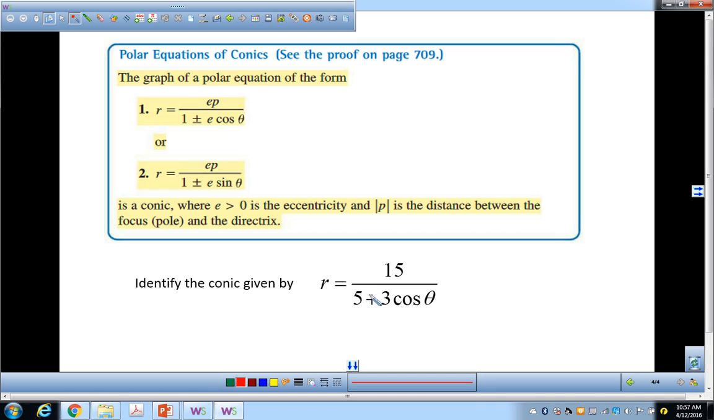So with this equation, you want to get it to look like one of these equations. Which one does it look more like, 1 or 2? It looks more like the first one, right? How can I turn this into a 1? Divide by 5. But if I divide that by 5, I have to divide this by 5, and I have to divide that by 5. Now what's 15 divided by 5? 3, right? What's 5 divided by 5? 1. Plus 3/5 cosine theta is equal to r, right?